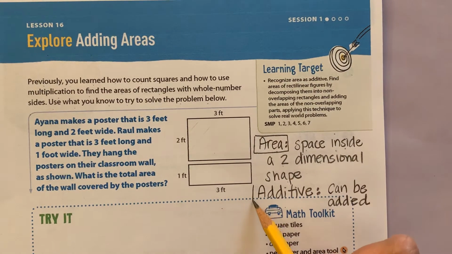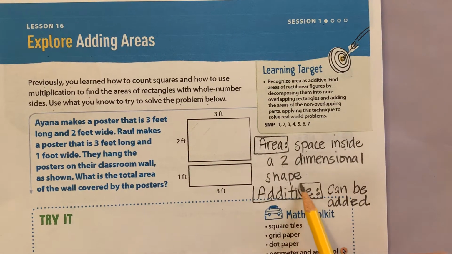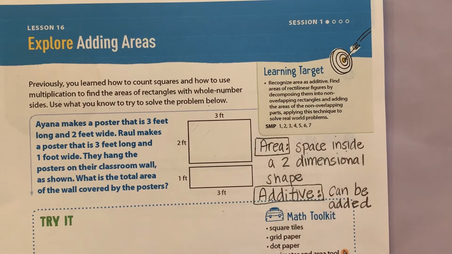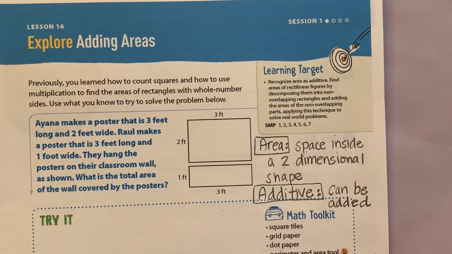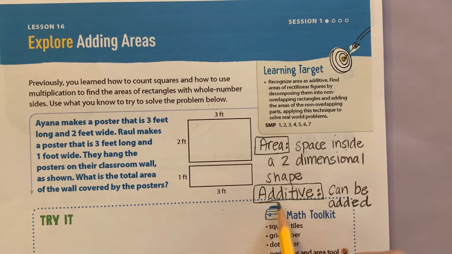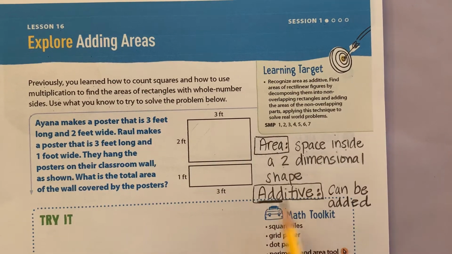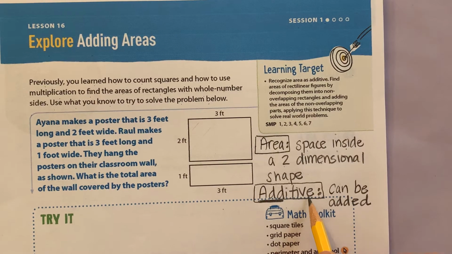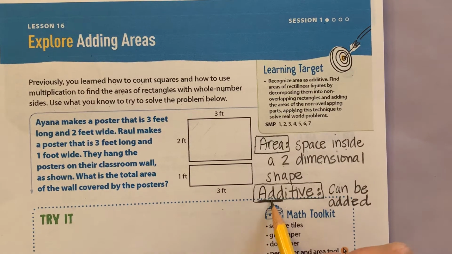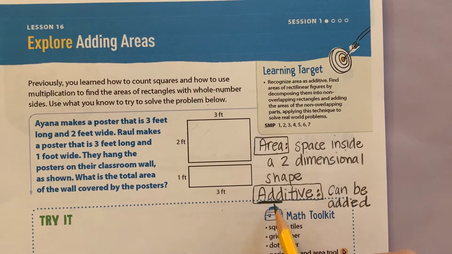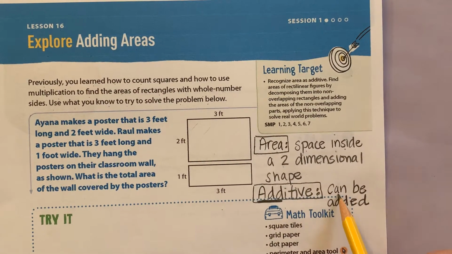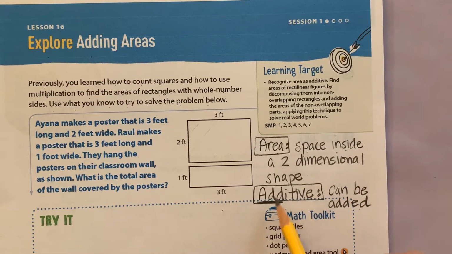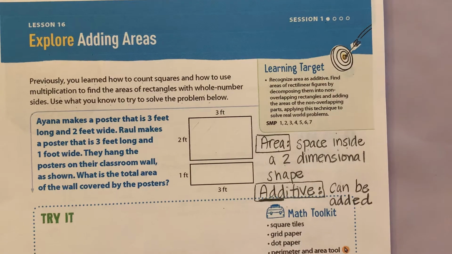Now, a new word that I'm going to be talking about is the word additive. Look at the word additive. What do you notice about that word? Does anything stick out to you? Do you notice that it has the word add at the beginning? Say additive. Additive means that you can add the ideas or the numbers together. So additive means it can be added. When we talk about additive properties, we can add the numbers.